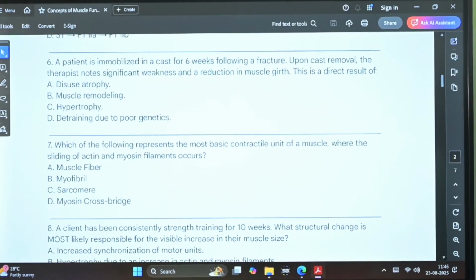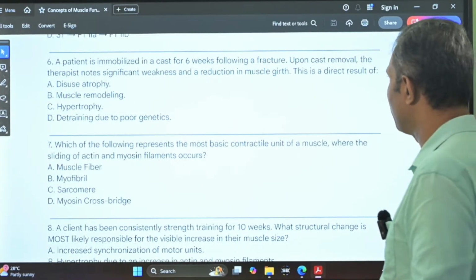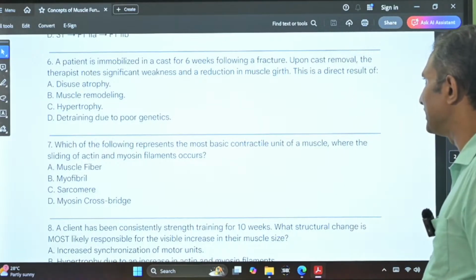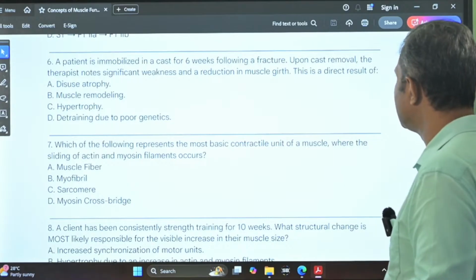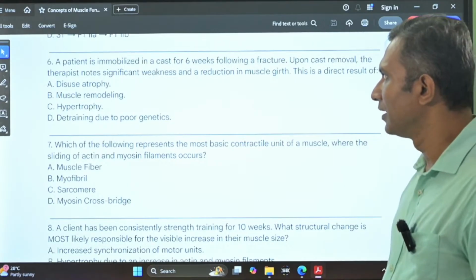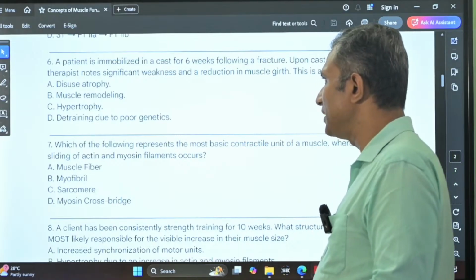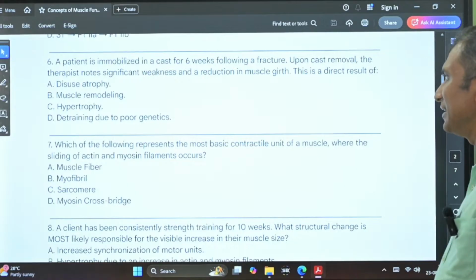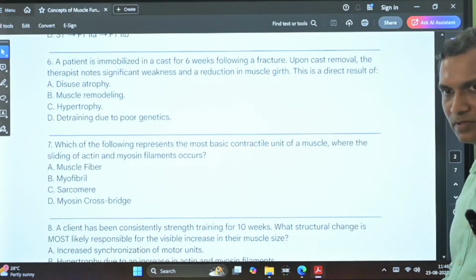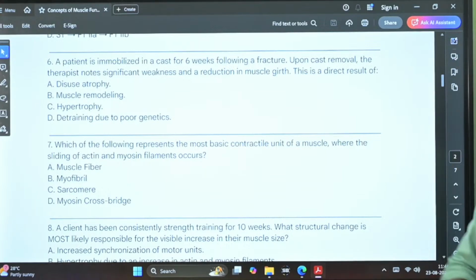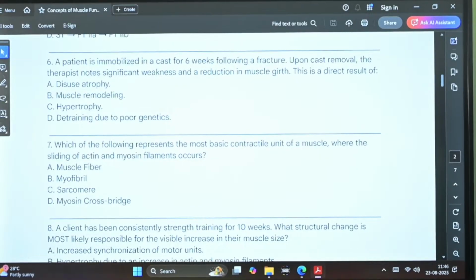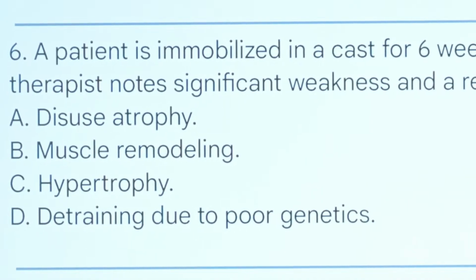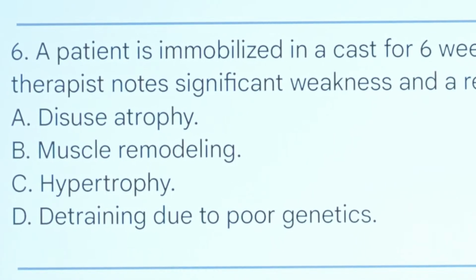A patient is immobilized in a cast for 6 weeks following a fracture. Upon cast removal, the therapist notes significant weakness and reduction in muscle girth. This is a direct result of A, disuse atrophy, B, muscle remodeling, C, hypertrophy, D, detraining due to poor genetics. So select the best choice. Our team will zoom it for you so you can select the best choice. Question number 6, A, B, C, and D.